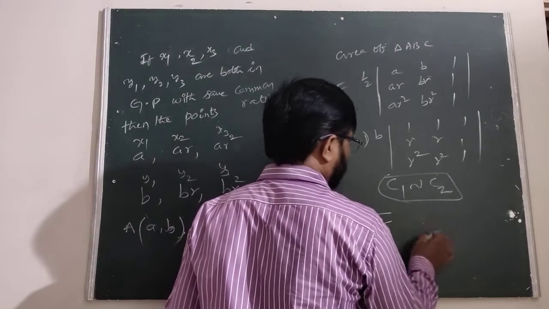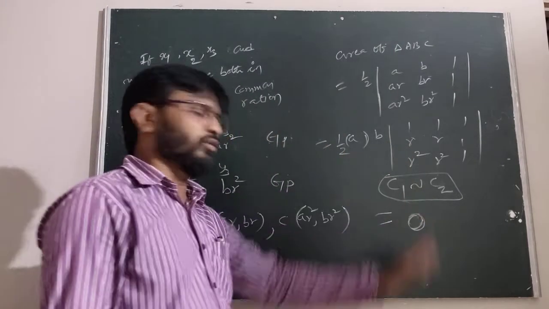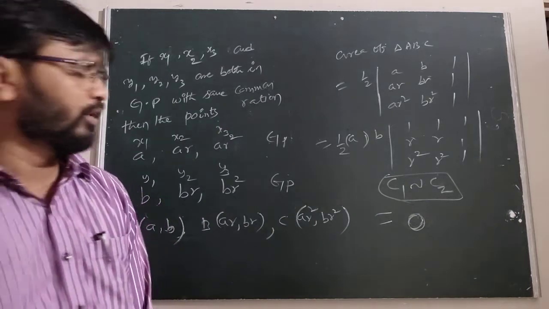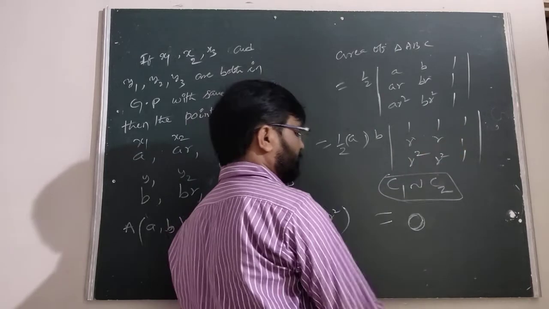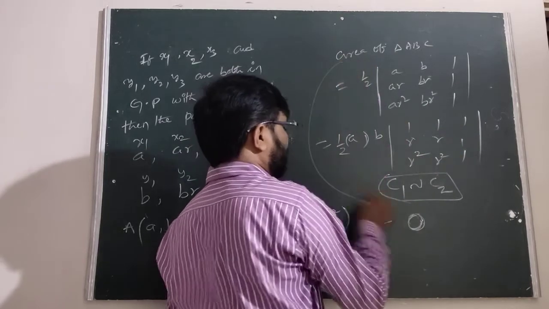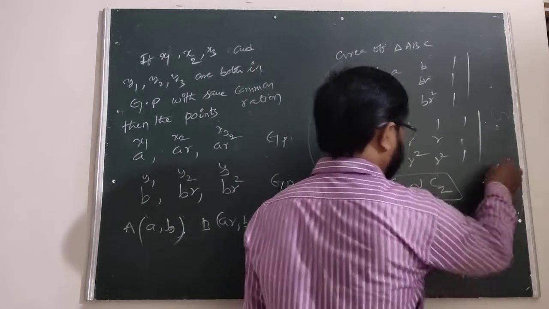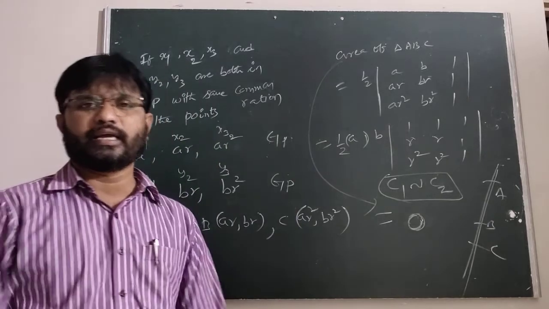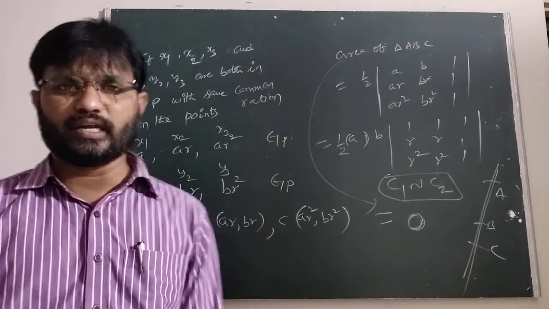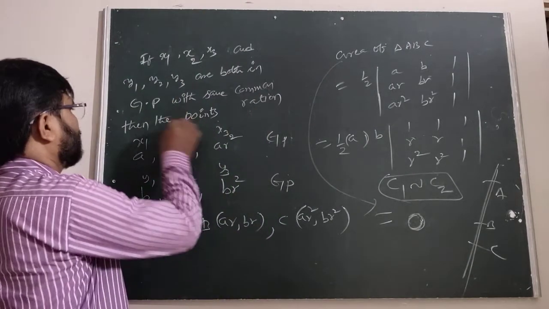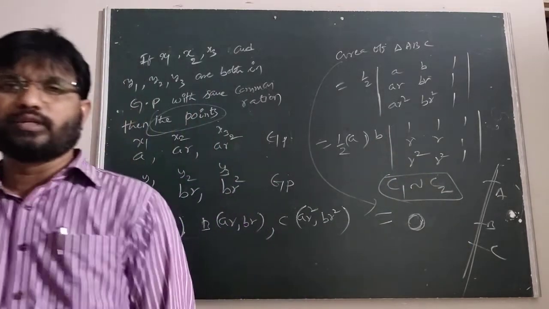The properties of determinants we will learn in matrices. Therefore, its value is 0, since C1 is equal to C2, all the elements 1, r, r square are the same. When the area of the triangle is 0, the points A, B, C lie on a straight line. They lie on a straight line. That means they are collinear points.